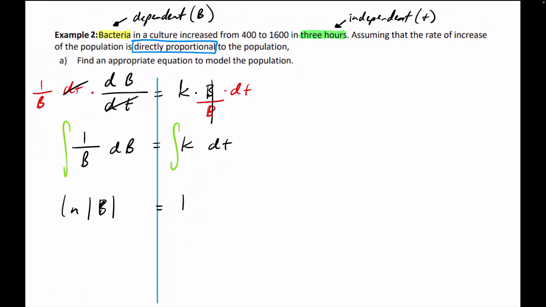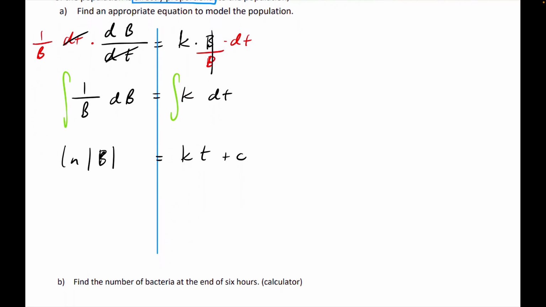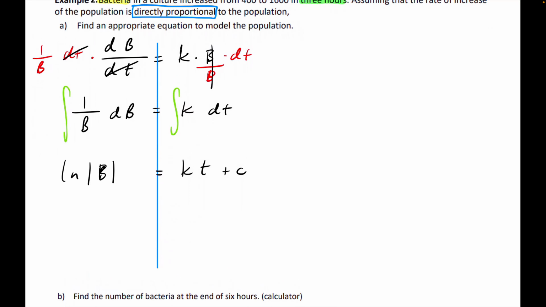kt, not x, t, yeah, plus c, right? Lowercase c, not uppercase C, lowercase c. All right. So what is it going to be? So how do I get B by itself? Make it an exponent, right? So what is the exponent going to be?